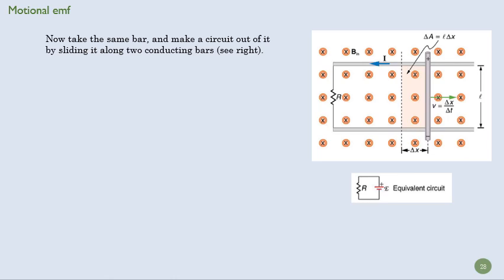Now we're going to make something out of this. We're not just going to have a nice little bar that we're moving through space polarizing. We're going to connect it to a couple of metal rods here, or not connect it, but lay it on some metal rods, out of which we can make a circuit. So we'll have a nice little circuit going through here.